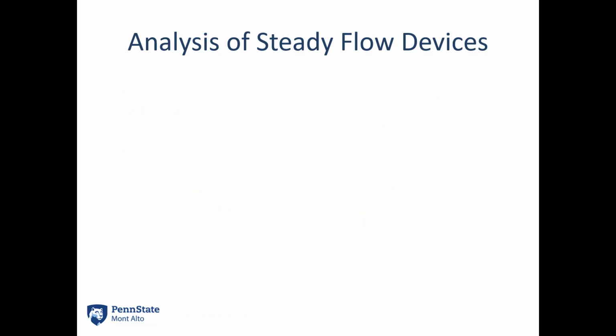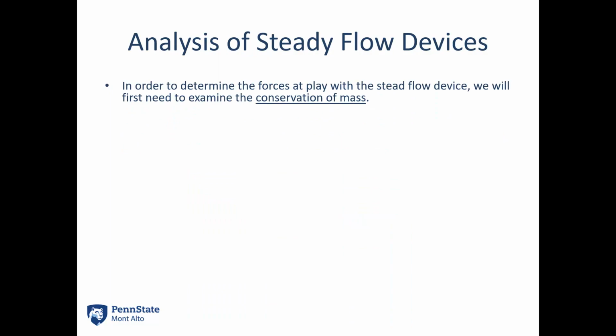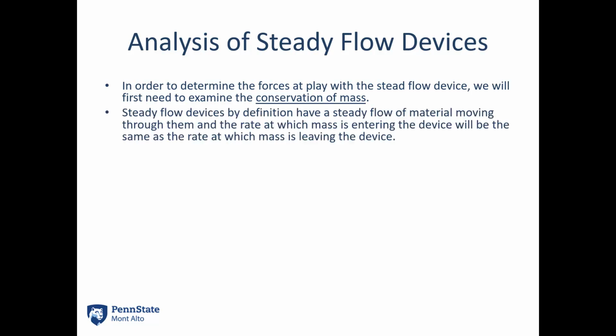All right, so in order to determine the forces at play in this steady flow device, we need to first examine the conservation of mass. This is going to be important to deal with before we get to our impulse momentum equation. Steady flow devices, by definition, have a steady flow of material moving through them. That's where the name comes from.